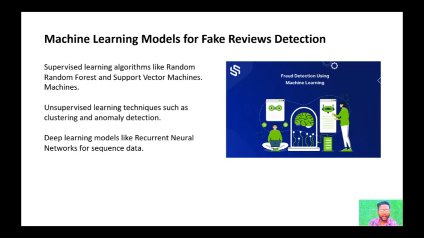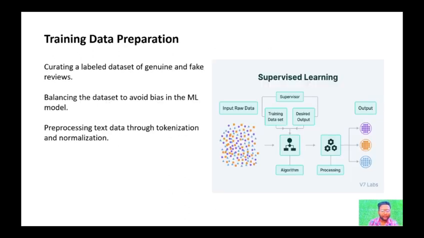Coming to machine learning models for fake review detection. We use supervised learning algorithms like random forest and support vector machines for detecting fake reviews. Unsupervised learning techniques such as clustering and anomaly detection are also used. Deep learning models like recurrent neural networks are used for sequences of data. Here, the recurrent neural network model analyzes fake reviews, which can also be detected using random forest and support vector machine algorithms. The rest of the presentation will be continued by fellow teammate Mr. Kalesh.